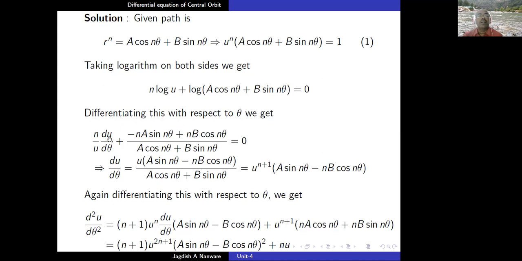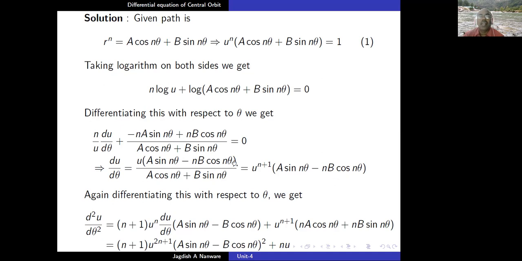And then simplify it for du by d theta. So what we have here, this is minus, and if you shift this to the right hand side, this term is positive, this term is negative, and we have the numerator as this. And here one of the n will vanish with n, right? And simplify this. So this is u to the power n plus 1.